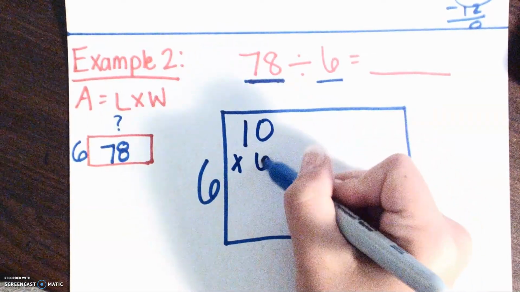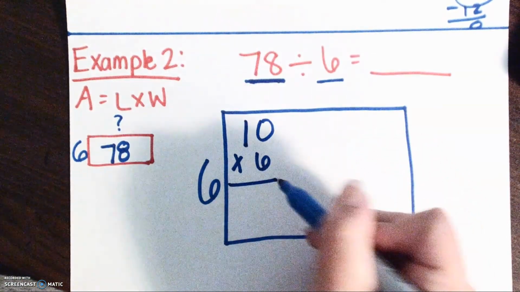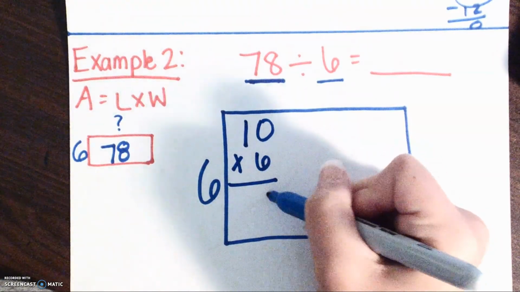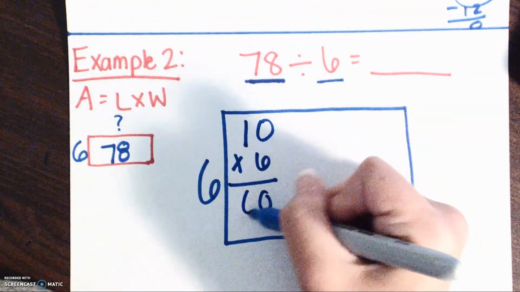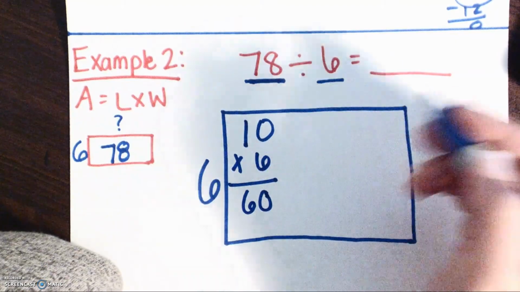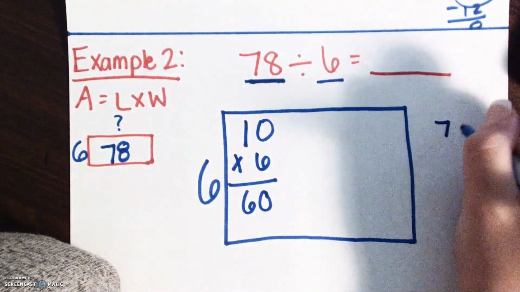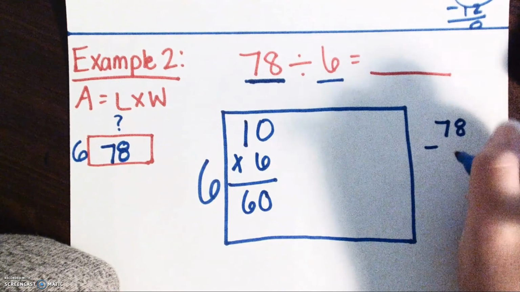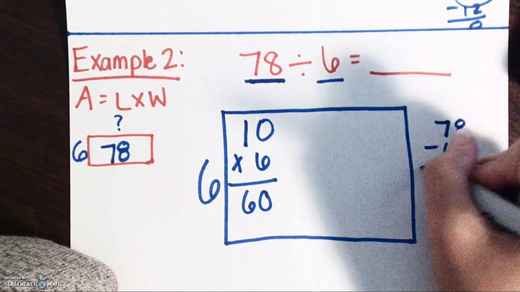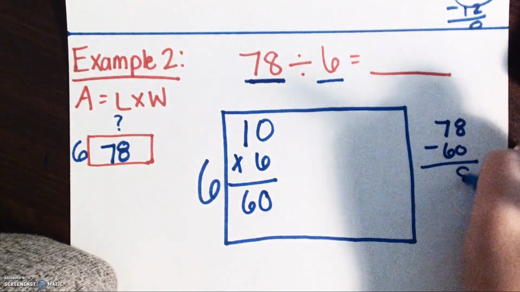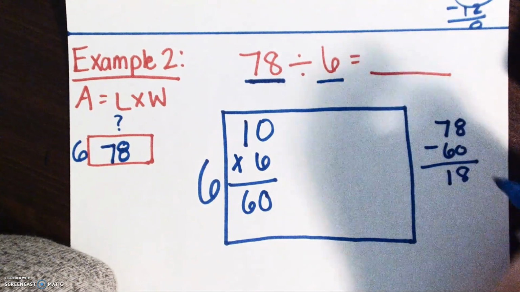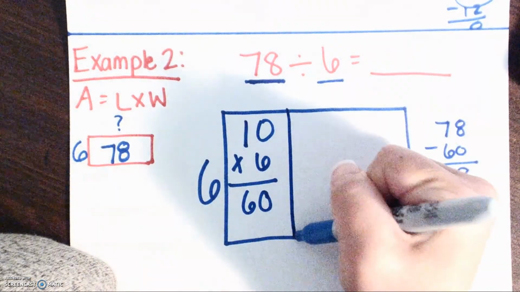10 times 6. We're always going to use 6 here. 10 times 6. 6 times 0 is 0. 6 times 1 is 6. All right, I'm at 60. I want to reach 78. Let's see how much further I have to go. 78 minus 60. 8 minus 0 is 8. 7 minus 6 is 1. So I need 18 more.